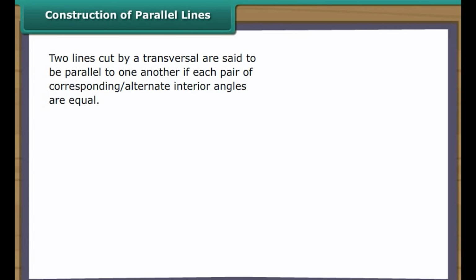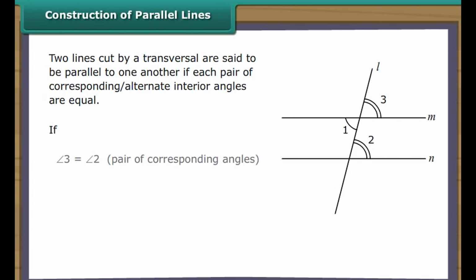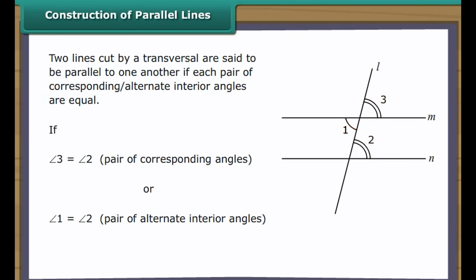Two lines cut by a transversal are said to be parallel to one another if each pair of corresponding alternate interior angles are equal. In the figure, if angle 3 is equal to angle 2 or angle 1 is equal to angle 2, line M is said to be parallel to N. We use a ruler and a compass to construct parallel lines.